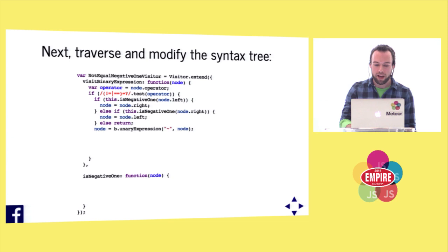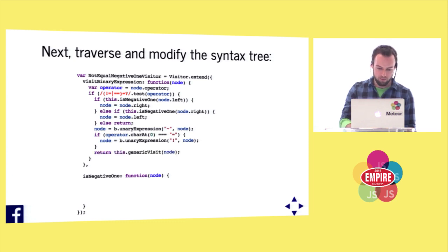All right, so if we pass that, then we know we're dealing with a comparison to -1, and so we're going to binary negate the other node. And then if the operator was equality, we're going to negate the whole expression by adding a bang to the beginning of it. The only thing that remains is to traverse the rest of the tree, because perhaps there are nested expressions that compare against -1, and we want to make sure that we handle those as well.